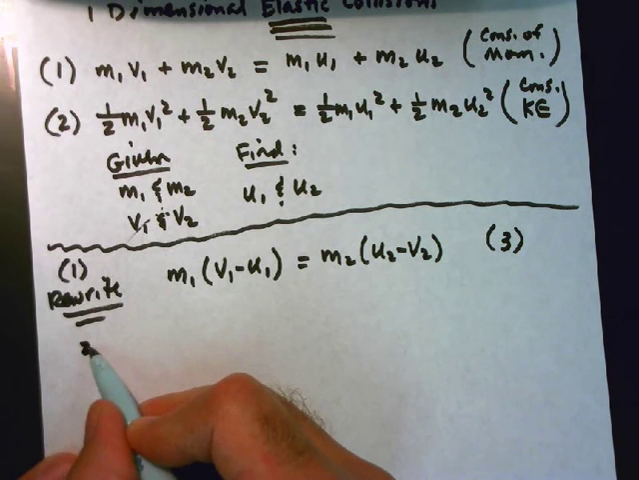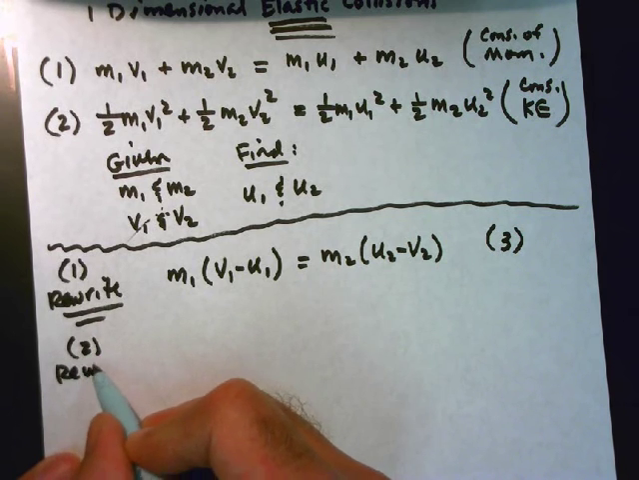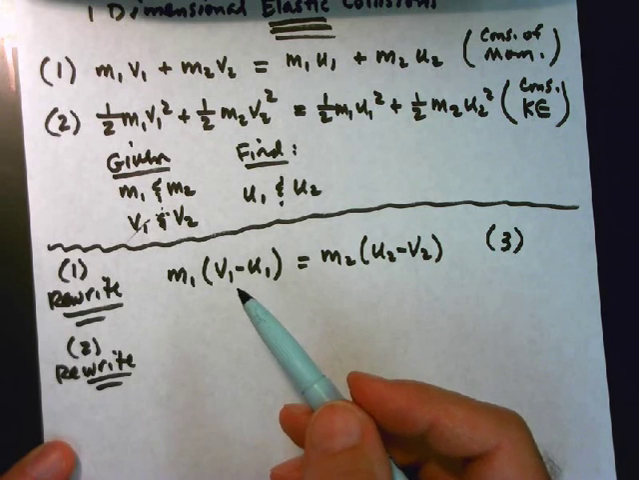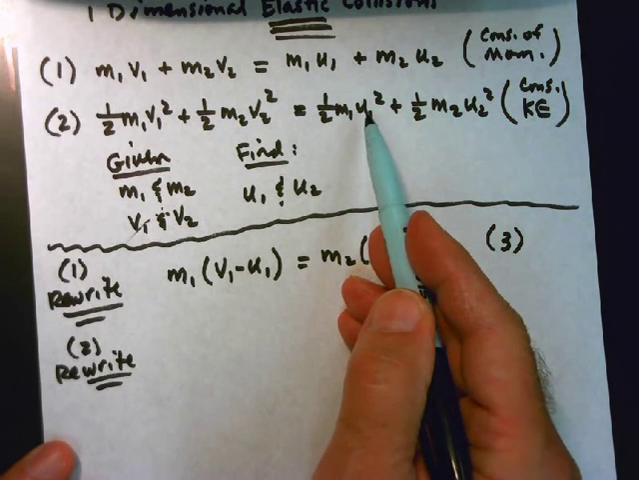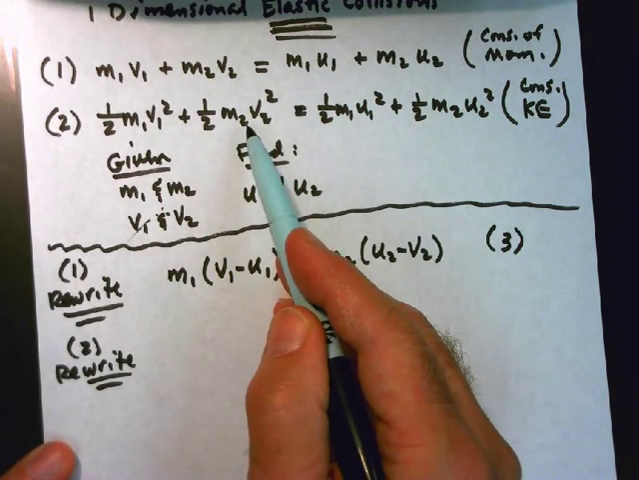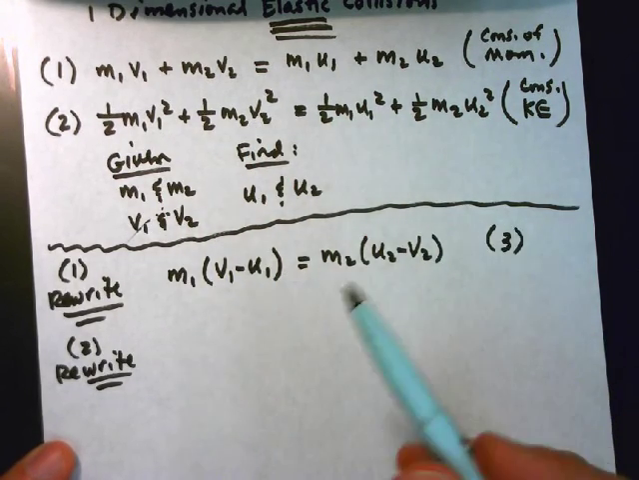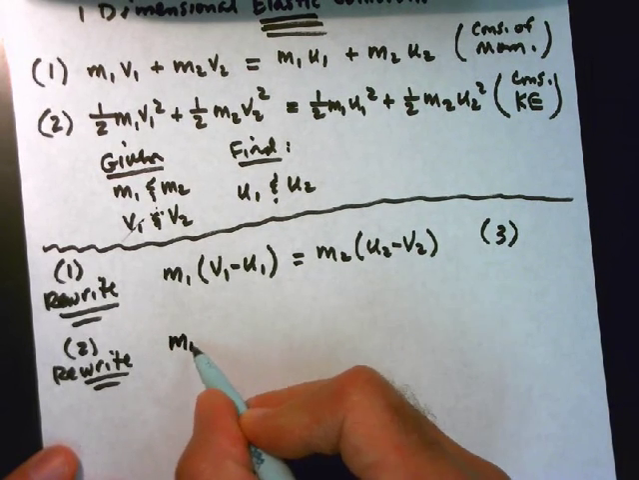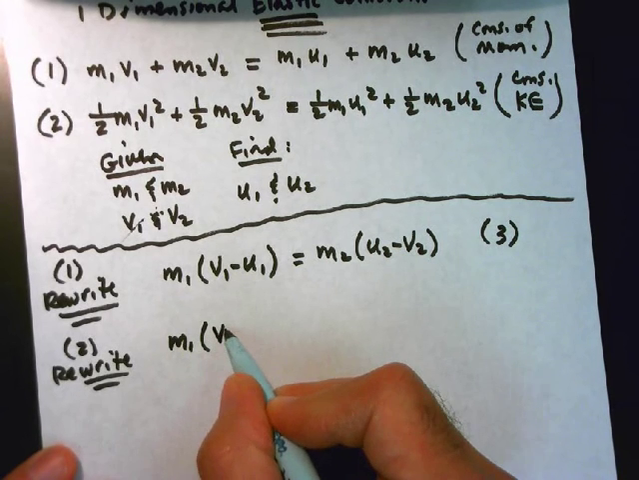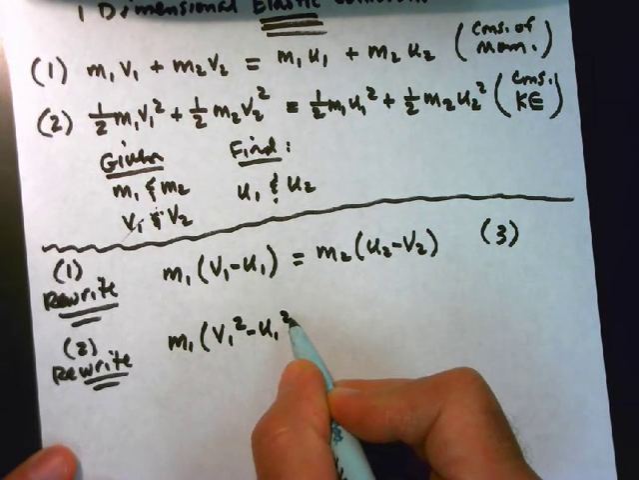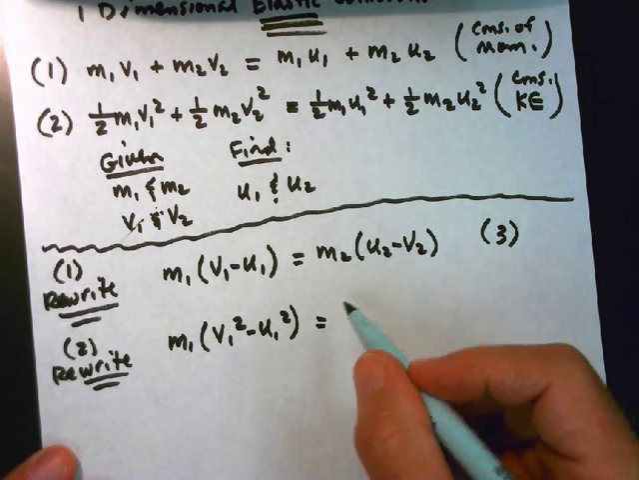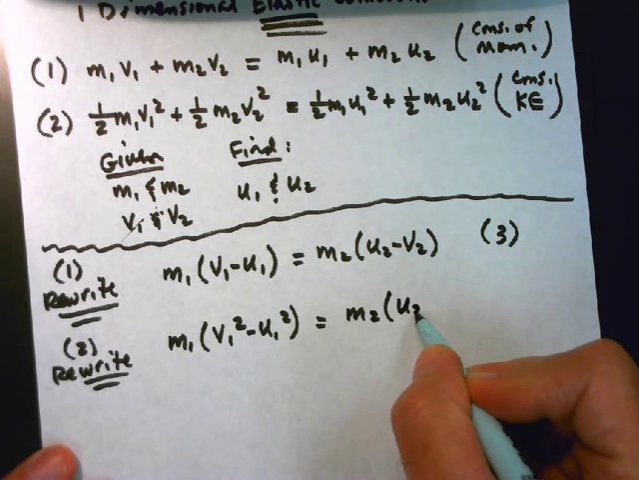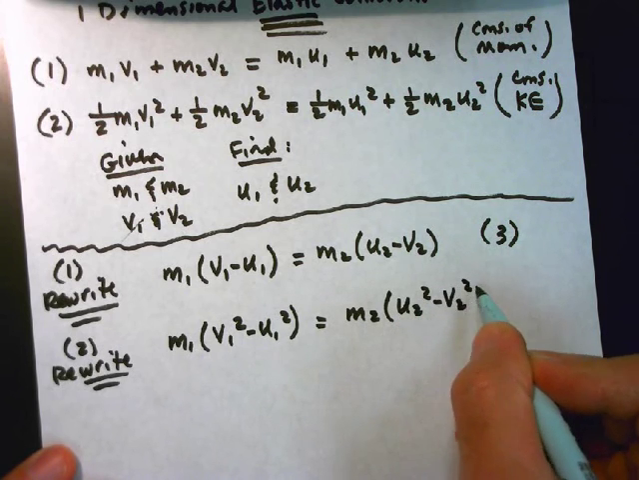Let's rewrite equation 2 in the same manner. I'll pull all the m1 terms over to the left and all the m2 terms over to the right, and that will give us the equation in terms of differences. So this would be m1 times the quantity v1 squared minus u1 squared equals, now the mass 2 terms on the right, m2 times u2 squared minus v2 squared.